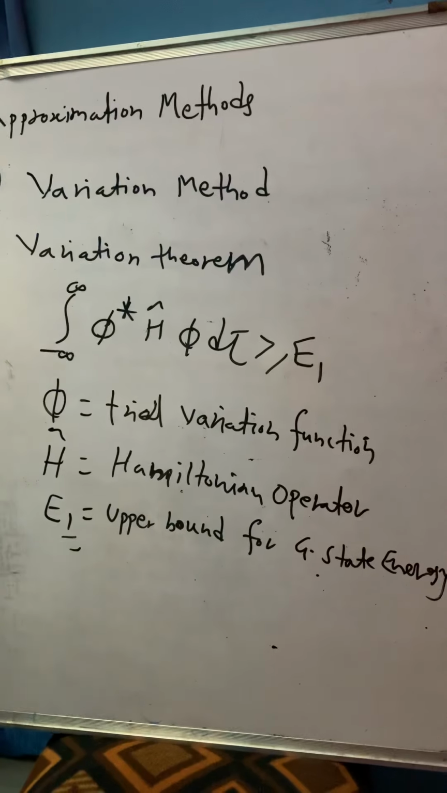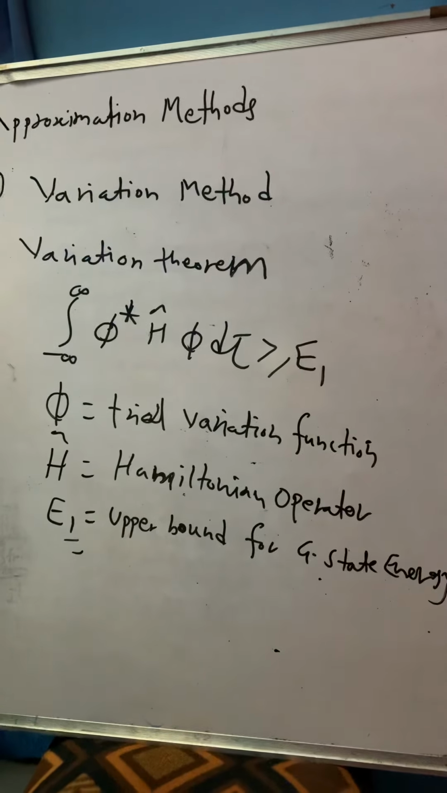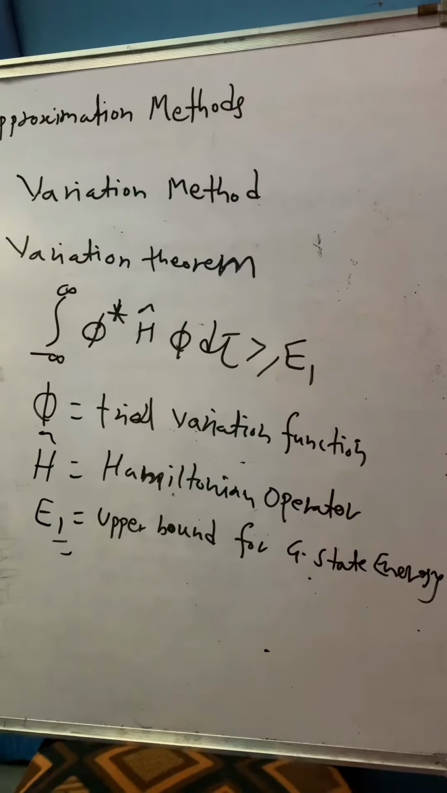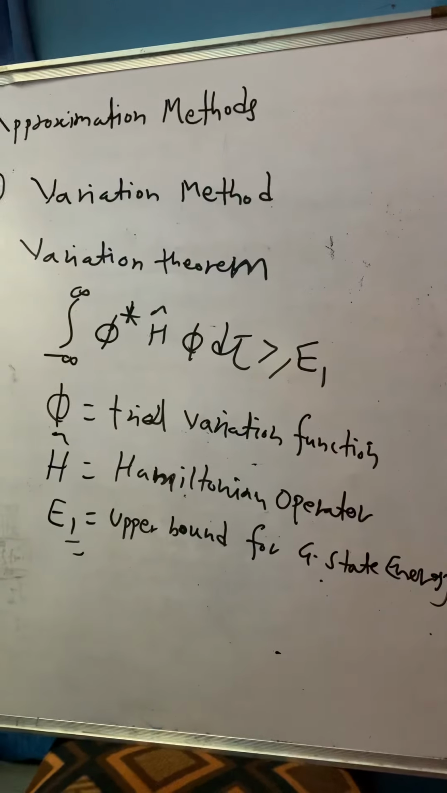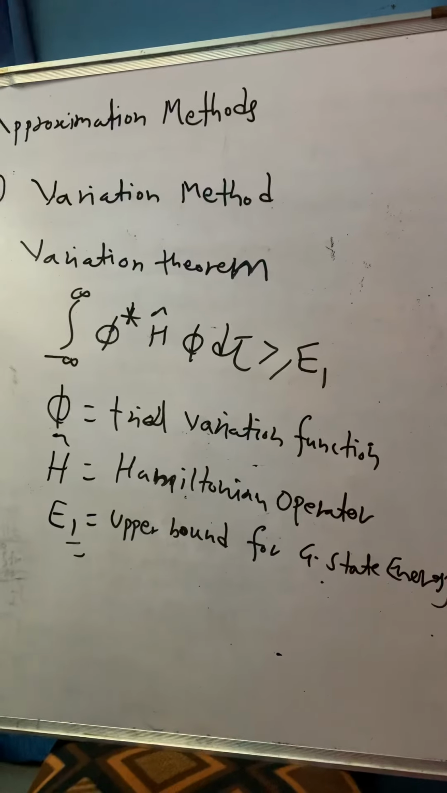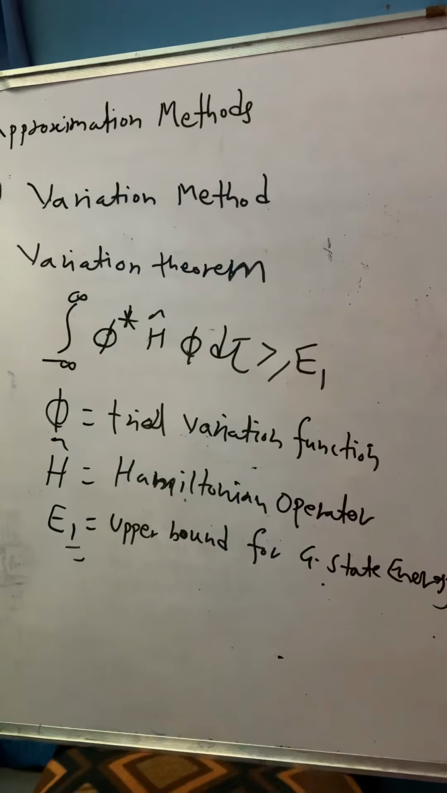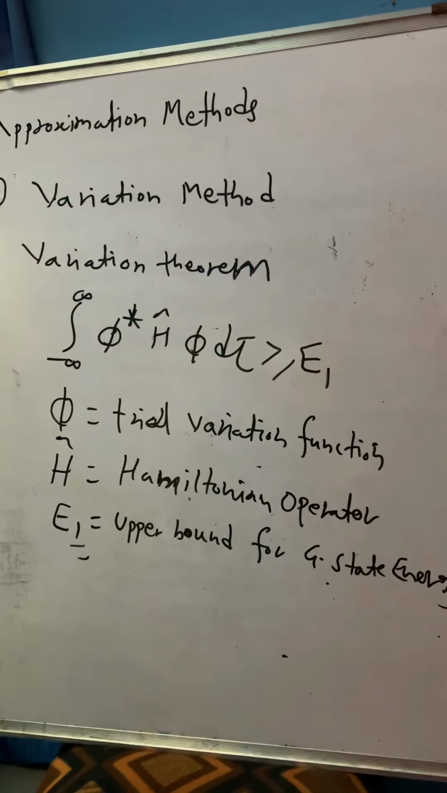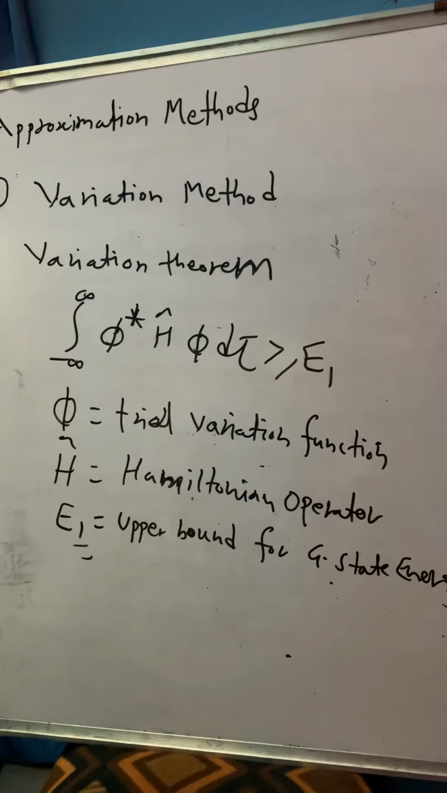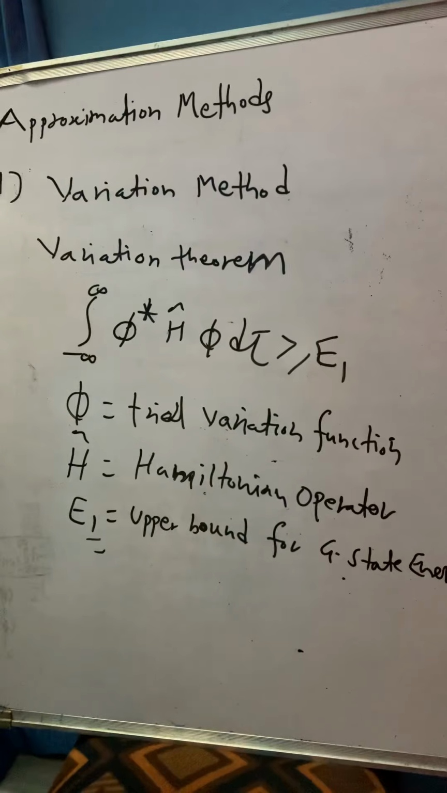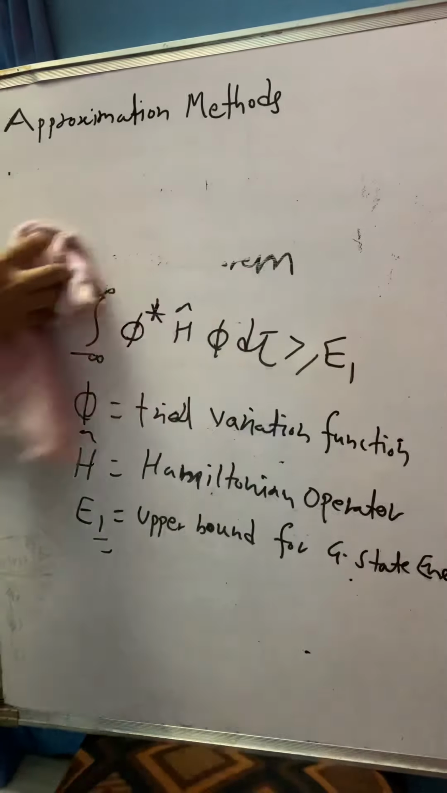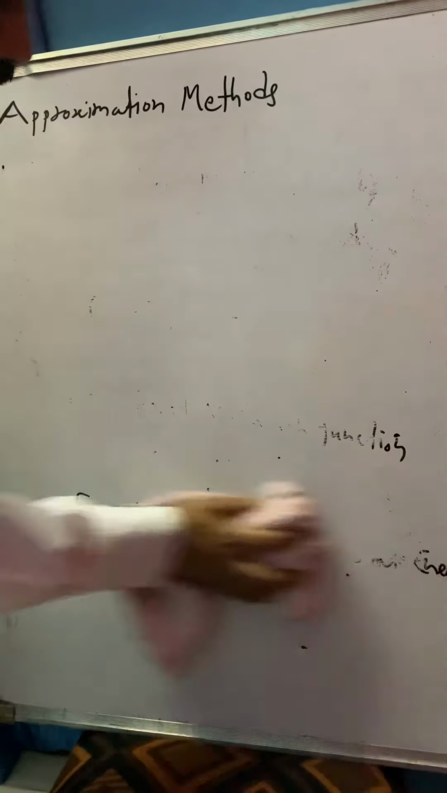Therefore this variation theorem is used in order to find the energy for more than one electron atom. Here phi is known as a trial variation function. We can use various trial functions and find the energy for that particular system. Now another method we are going to see is the perturbation method.